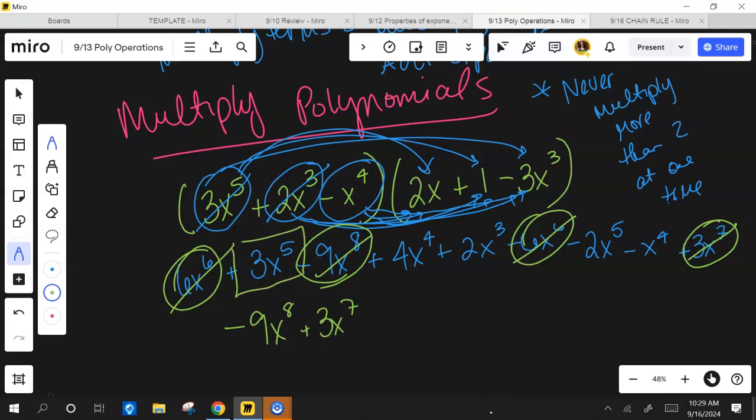Now, listen, I have my Algebra 1 kids draw different shapes around the different like terms. 4 plus 2 would be 6. Yeah, you'd add those coefficients.